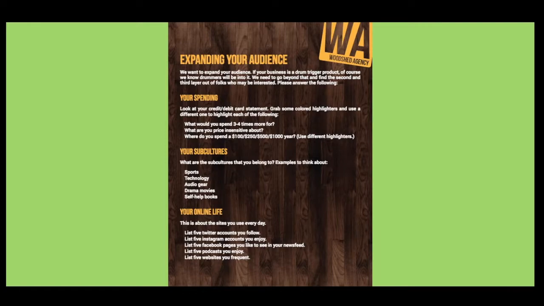The next thing is we look at expanding your audience. So this is, how do you start thinking outside of what you're looking at? This is a great exercise, and if you want more info on it, I can obviously send it to you. We want to look at what you're spending your money on. We want to look at your subcultures. Here I actually put up one I've done. These are my subcultures. And we want you to list accounts that you're looking at. What are you looking at on Twitter, Instagram, podcasts, websites? That'll tell us how we can start looking for more people like yourself.